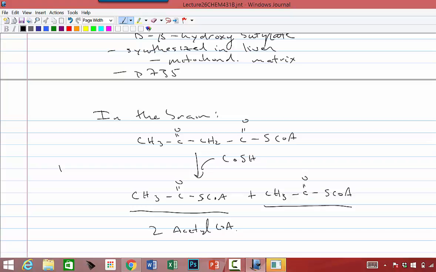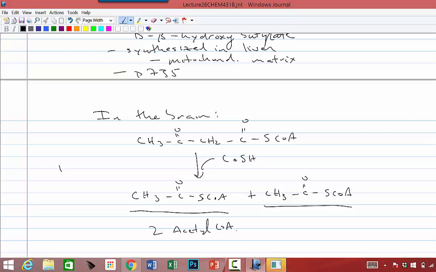And the brain then can use this for energy. Can anyone tell me how you can get energy out of acetyl-CoA? Go through the Krebs cycle. And then eventually you can do oxidative phosphorylation. Exactly right. So the brain uses this as an alternative source of energy.